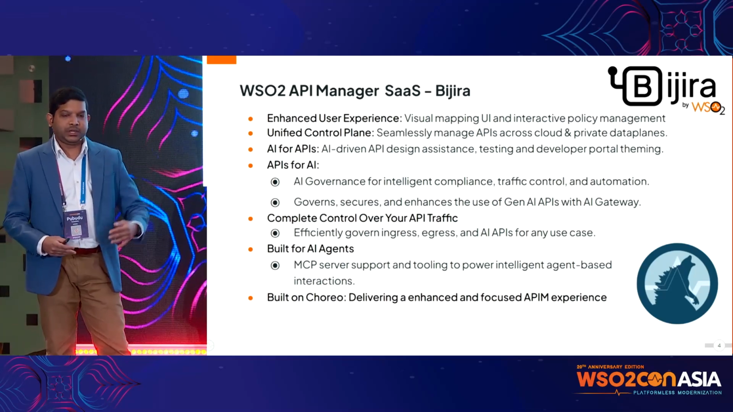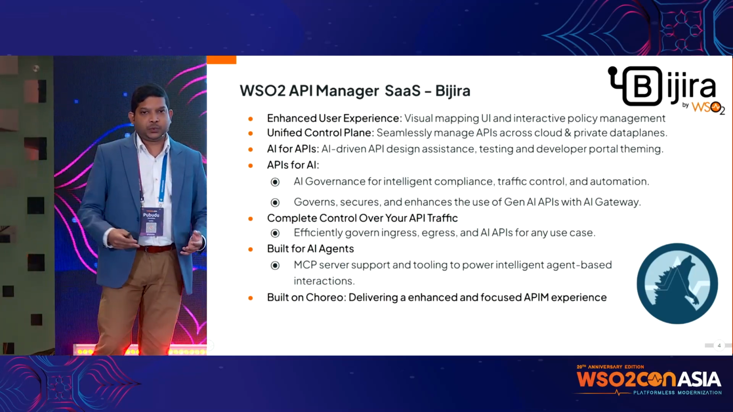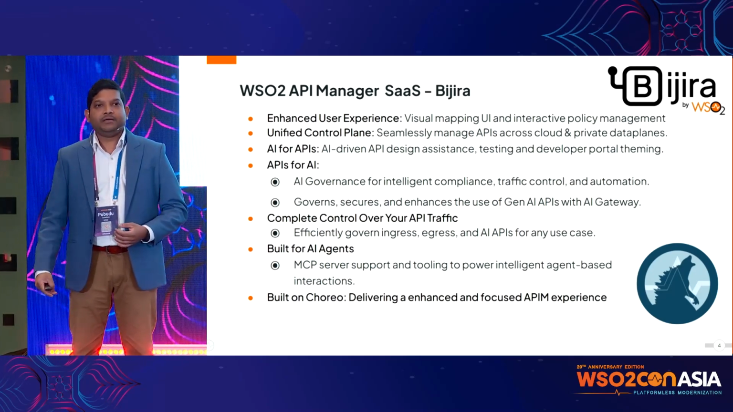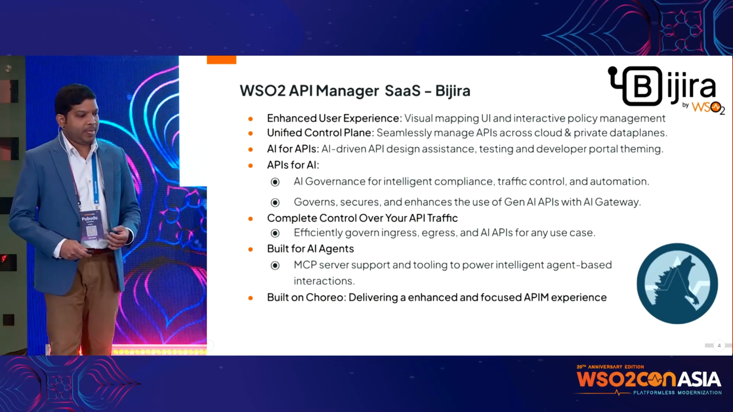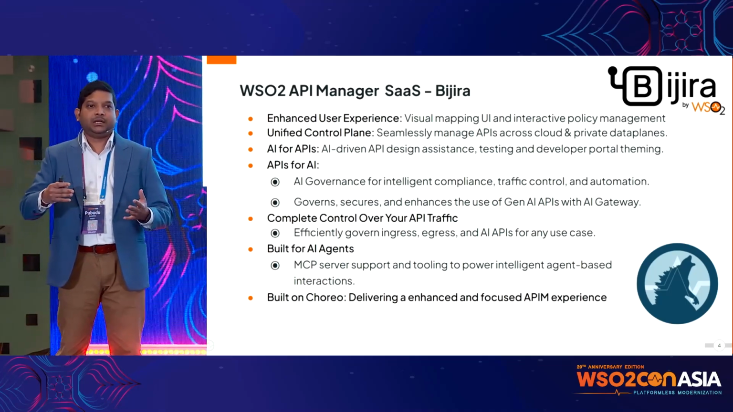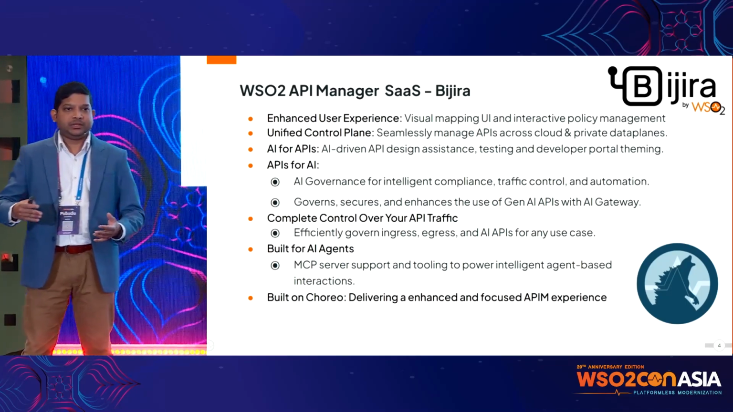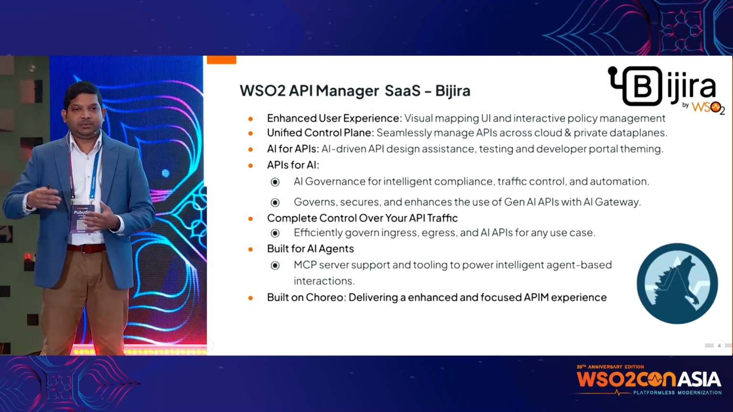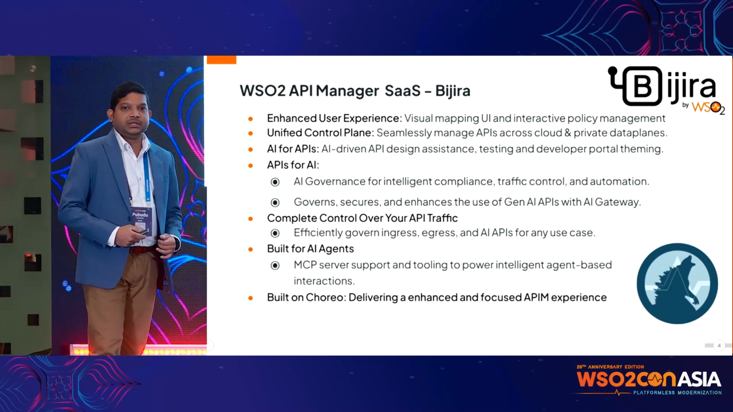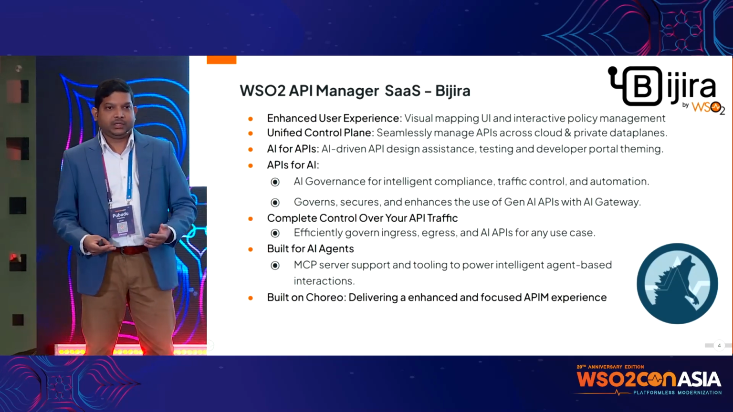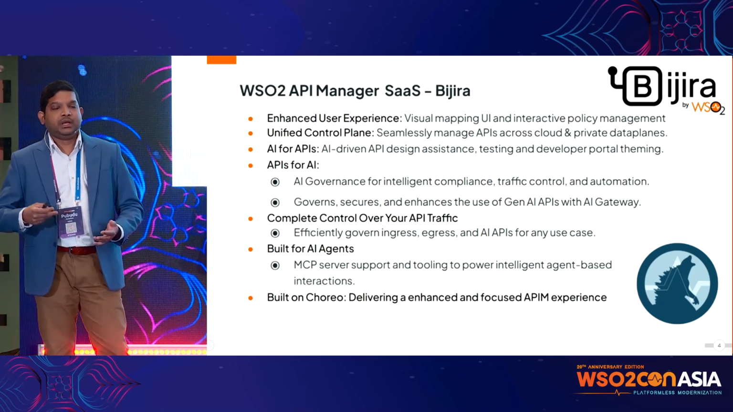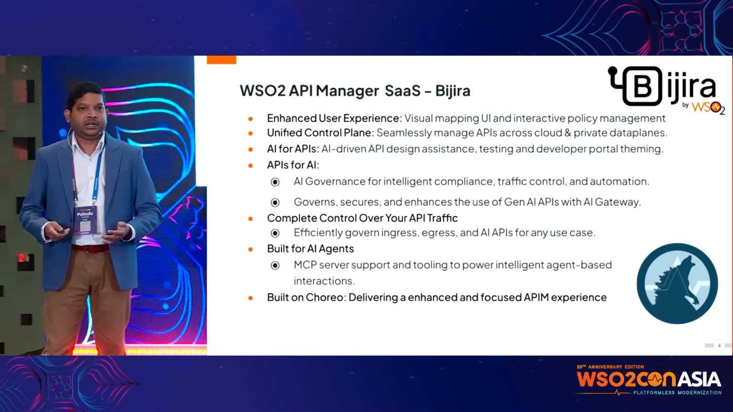I'll cover those as well. Then we have the APIs for AI, we have API governance, and we now also have AI gateway capabilities. From Bijira, we looked at different API requests like ingress API management, egress, and also AI APIs. As I mentioned earlier, we have now introduced MCP server capabilities, which can help with your AI agent integrations.